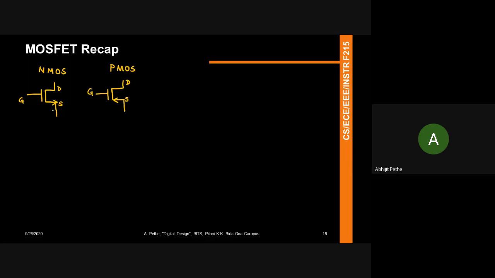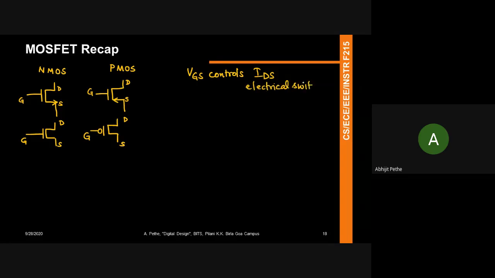Or sometimes you can see an NMOS which looks like this. This is especially true in digital design, where the NMOS looks like that, and the PMOS looks like that with the bubbled input, right? And so if you think about the NMOS, again, in all transistors, VGS controls IDS, right? The voltage you apply between the gate and source controls the resistance you see between the drain and source. So these are electrical switches, if you will. That's how we're going to use them in digital design, right?